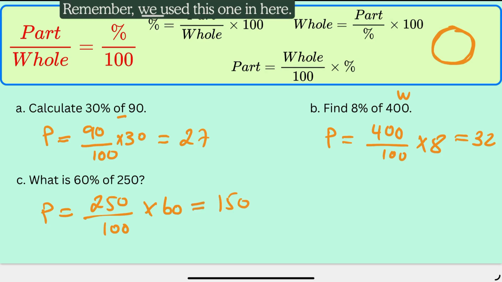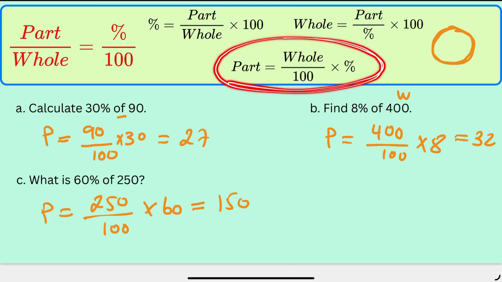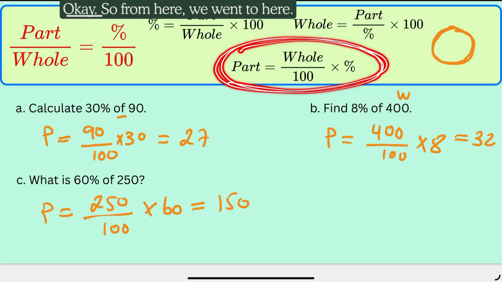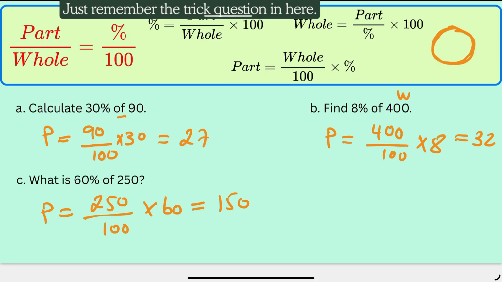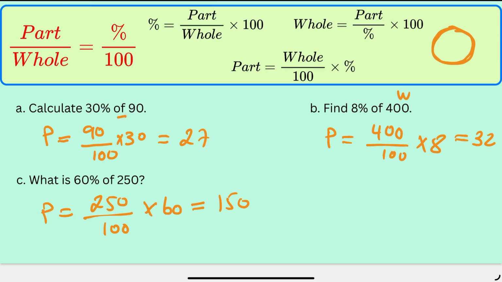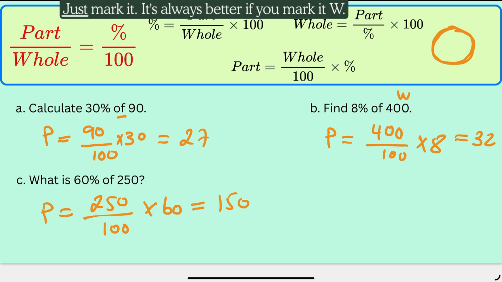Remember, we used this one in here. Okay? So from here, we went to here. Just remember the trick question in here. Anytime you see "of," the next number is W. Just mark it. It's always better if you mark it W.